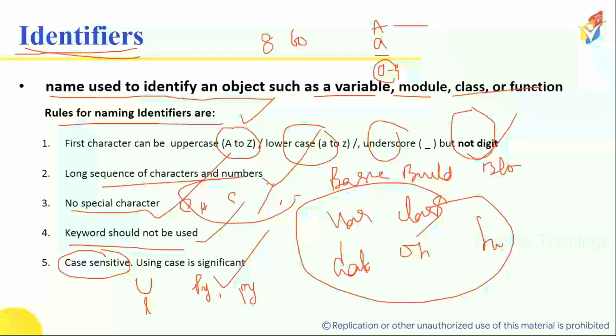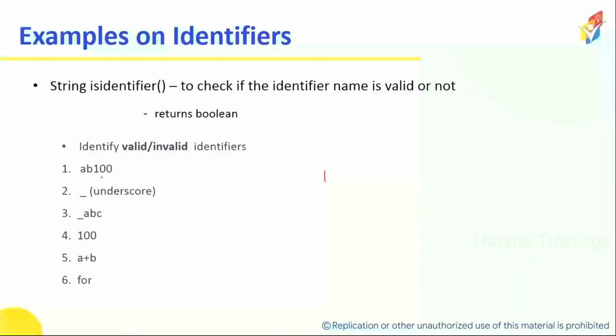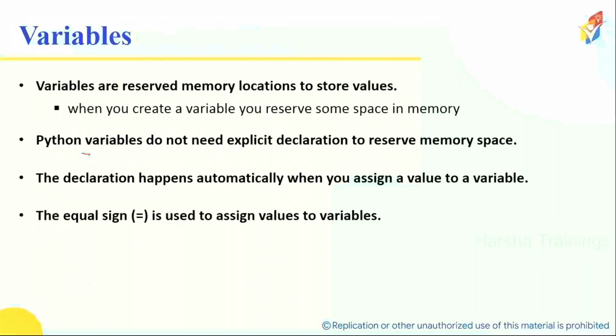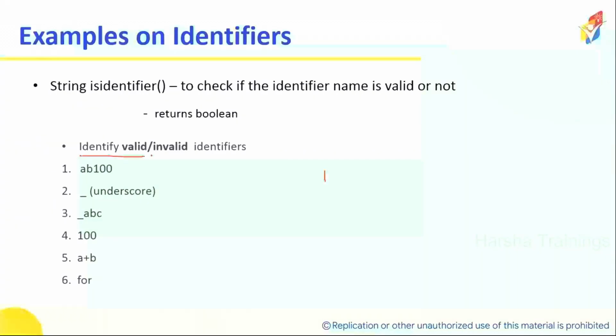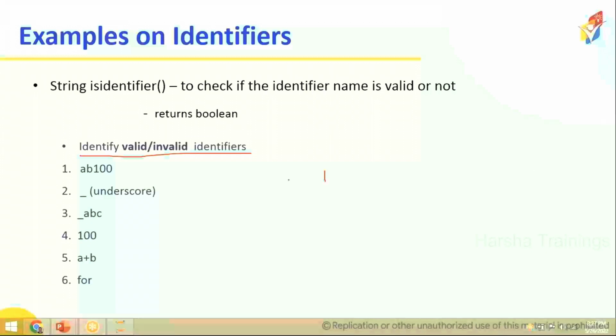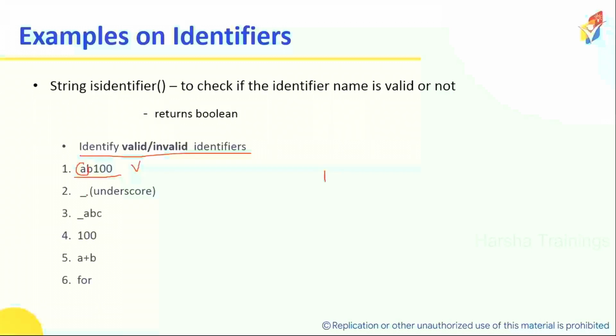Now, if you understand, can you please answer my queries? Now I'll ask some questions. Can you please tell me whether these are valid identifiers? Everyone, can you please unmute yourself and answer me? AB100, is it valid? Yes. It is valid because the starting character is A. Underscore ABC, valid. But 100, I can't start my identifier with a number.